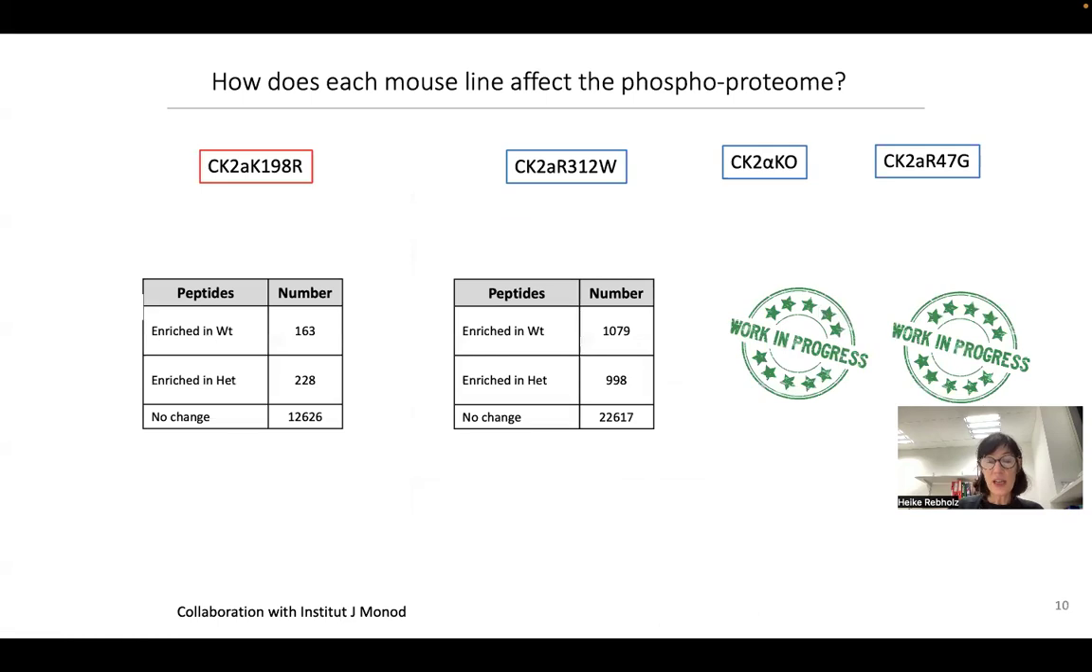So we started to test 2 of our mouse models. We used brain tissue from the mice and did the same thing. We subjected these lysates, these proteins, to an analytical approach called mass spectrometry. And we found that, for example here for the 312, almost 2,000 proteins were changed in the extent to which CK2 has done its job phosphorylating them. So we see really relevant and strong changes in both lines.